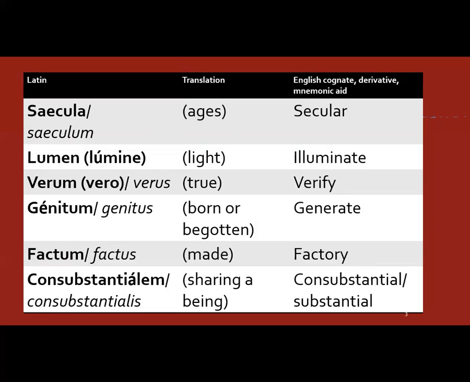Consubstantialum. It's a word that was put back into the Creed in the more recent translation. You see several words in there: con, sub, and stans. Right? Consubstans. So stan means something that stands. Sub means something that stands under. So it's sort of what stands under everything, which is being. Everything has a being. And consubstantialum means a being you share with someone.